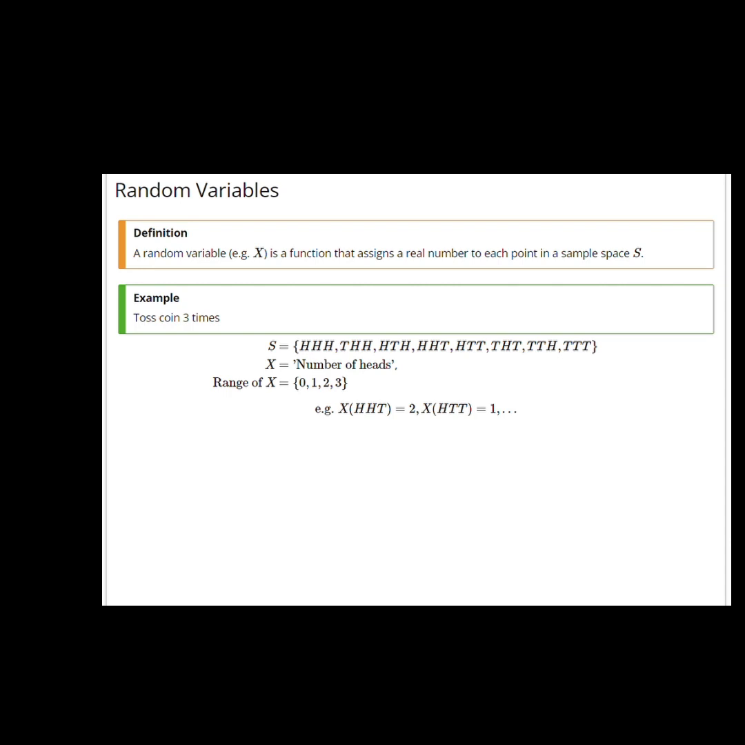But it need not be unique. For example, the second point, THH, and the third point, HTH, all have the same value for X. X of THH is 2. X of HTH is also 2.